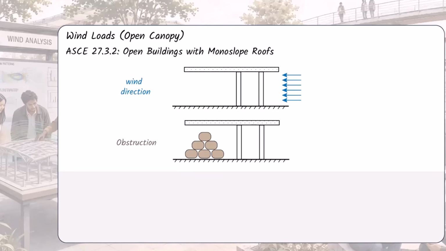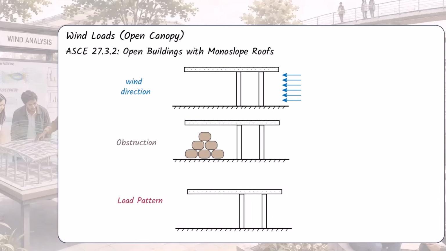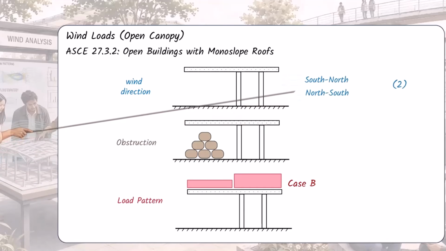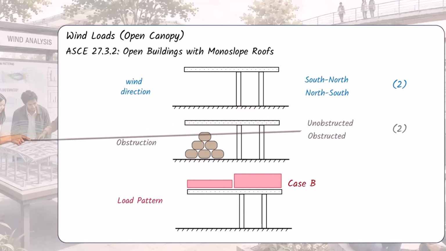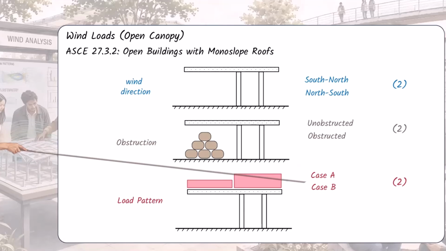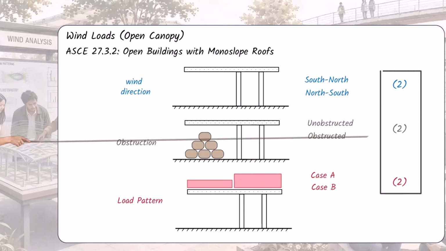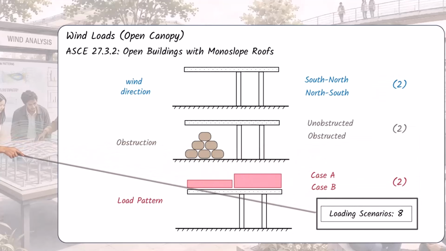For each of these conditions, ASCE 7 also requires us to consider two pressure distribution cases, identified as Case A and Case B. These cases represent different possible distributions of wind pressure across the roof and are intended to capture variations in the way the wind can load the structure. So we have three variables to consider: two wind directions, two conditions beneath the roof, and two pressure distribution cases. 2 times 2 times 2 gives us a total of 8 roof pressure scenarios.